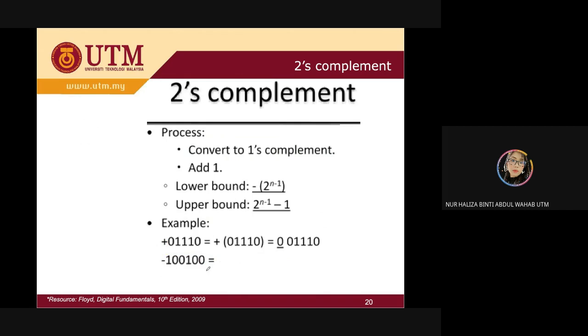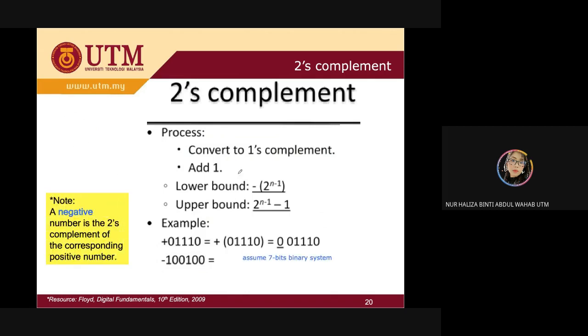This is your number. Is it 7? Again, okay. You need to assume it to be 7. As I mentioned, the question will inform you how many bits. For this question, 100100, we have 6 only. And because it's 7, we need to put 0. Why 0? Just to complete it to be 7. And you have negative.